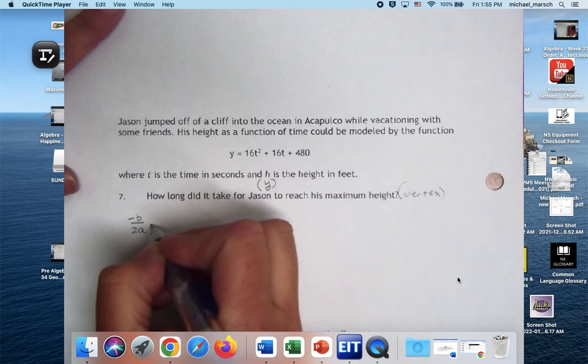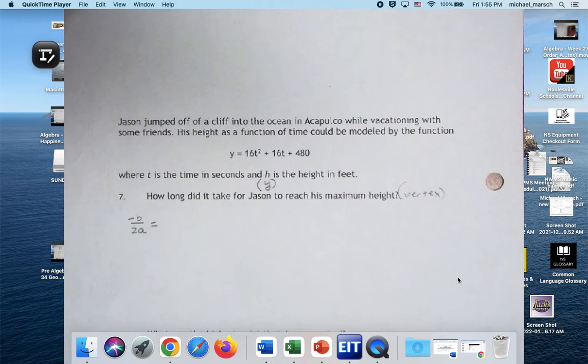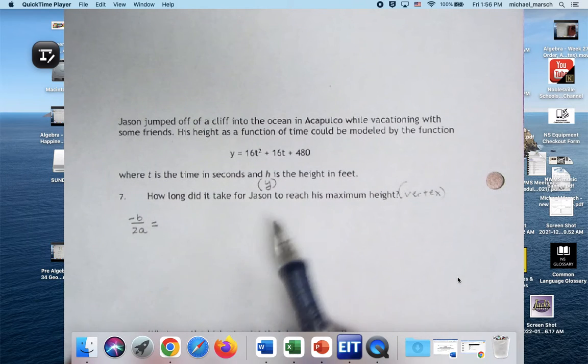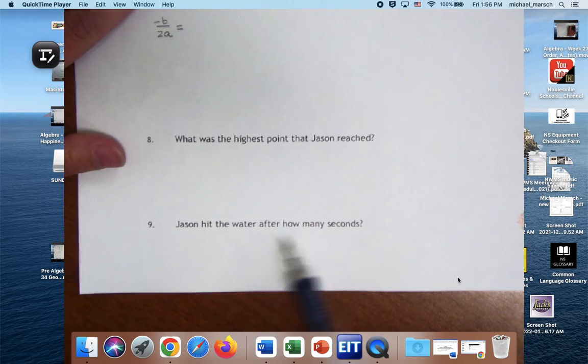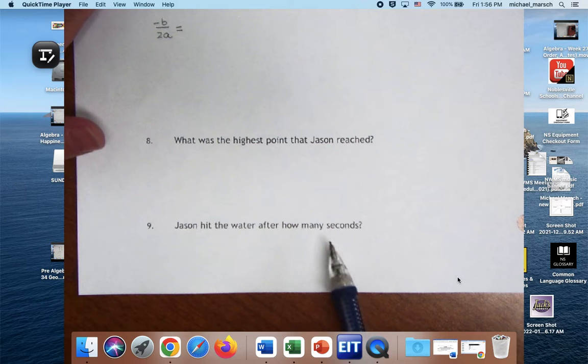I feel like I won't know which one it is. You have to look at the key words. That's why I'm explaining. If they ask for maximum height, highest point, how long did it take, you're looking for a vertex. This last question: he hit the water after how many seconds? So what am I going to need here?